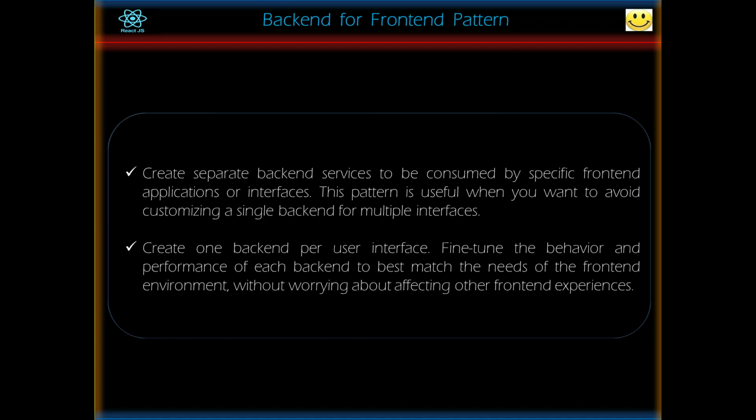Create separate backend services to be consumed by specific front-end applications or interfaces. This pattern is useful when you want to avoid customizing a single backend for multiple interfaces. Create one backend per user interface. Fine-tune the behavior and performance of each backend to best match the needs of the front-end environment without worrying about affecting other front-end experiences.